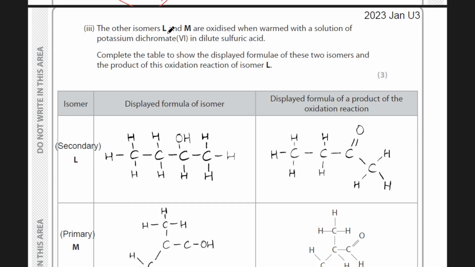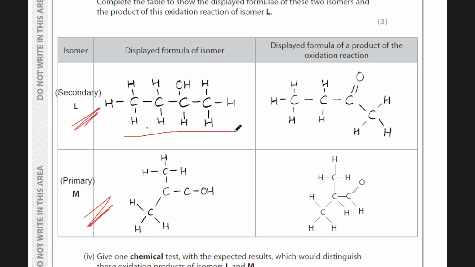All right, moving on. The isomers L and M are oxidized when warmed with solutions of potassium dichromate(VI) in dilute sulfuric acid. You can clearly see that. Complete the table to show the displayed formula of these two isomers, and the oxidation products of isomer L. All right, so you have secondary L and this is primary M, obviously. So you just draw according to the values down here.